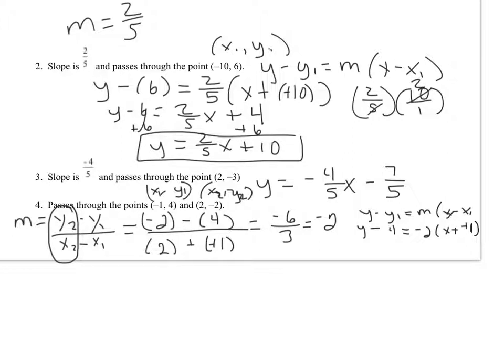So now, if I clean this up a bit, and I apologize, this is a bit cramped, I'm going to have y minus 4 equals negative 2x, and a negative 2 times a positive 1 is a negative 2. We're almost there. If I add 4 to each side, I will come up with y equals my negative 2x, and if I add 4, negative 2 plus 4 is a plus 2.